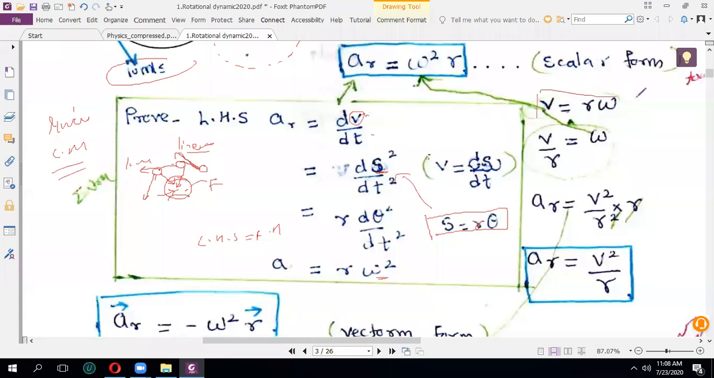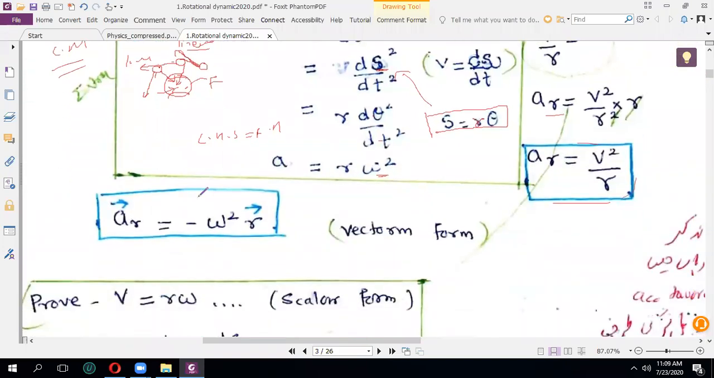How do we find it? We have a variety of formulas. We know that v is equal to r omega. Take this r from the left side. What we are getting, omega is equal to v upon r. Take this v upon r and place it in omega's place. What we are getting, radial acceleration is equal to v square upon r square into r, cancel. Radial acceleration is equal to v square upon r. This is another formula. So we can make many formulas.